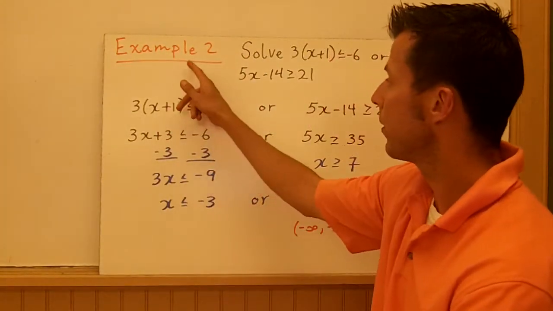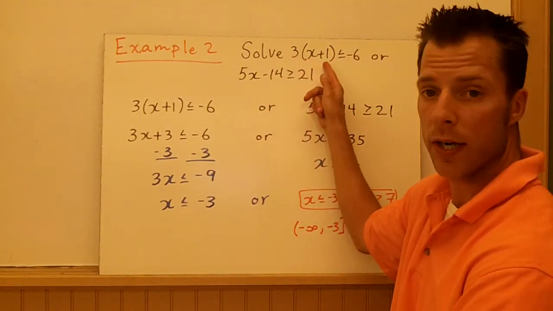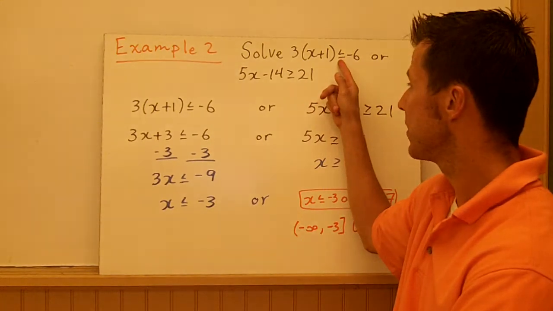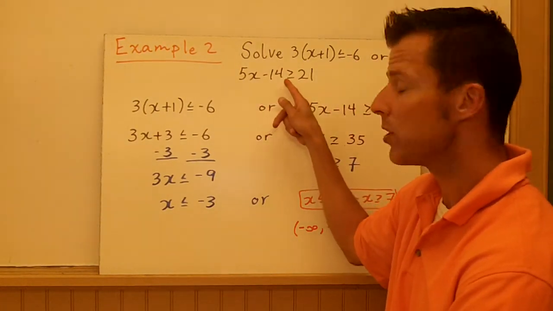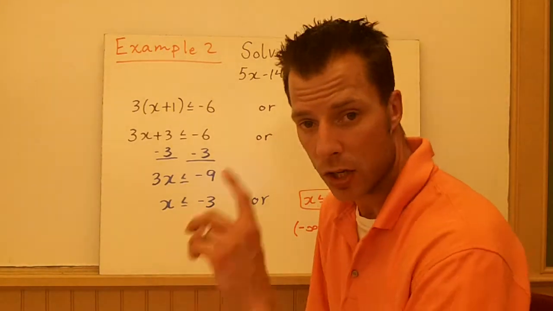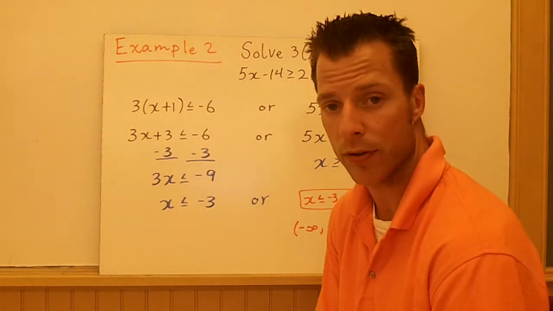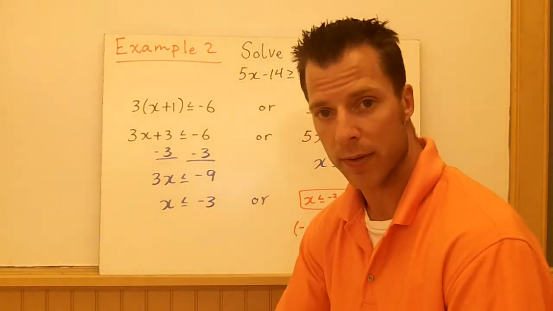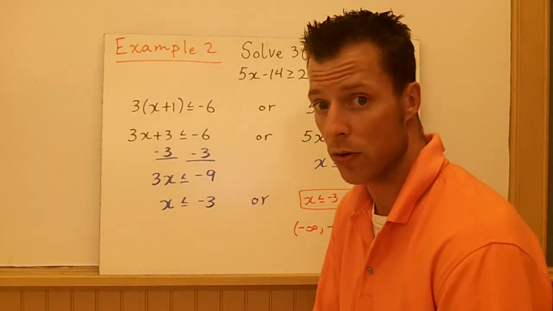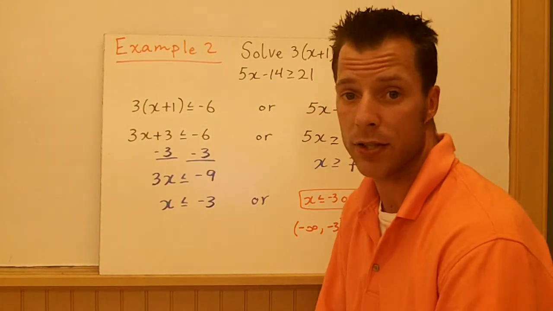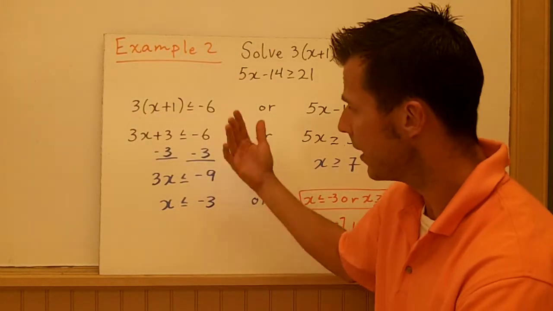In our second example, we're going to look at solving using an OR statement. Solve 3 times the quantity x plus 1 is less than or equal to negative 6, or 5x minus 14 is greater than or equal to 21. You can't pick just one or the other. You have to solve both of them. Just because it's an OR statement, students will tell me, well, I thought I got to pick, it's one or the other. You've got to do both. So I split the inequalities up, and again I solve them.